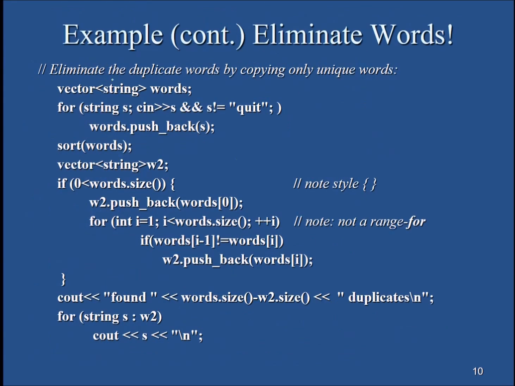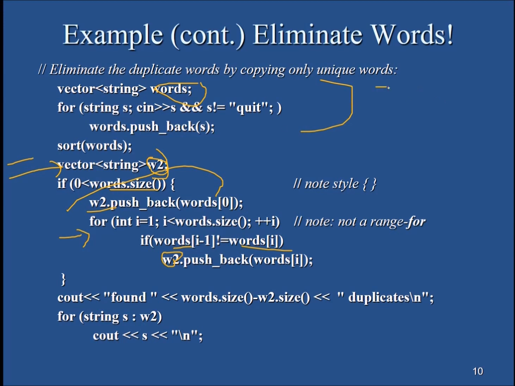Or rather, eliminating the duplicate words by copying only unique words. This can also be done. This you know. This also you know. But now we have introduced another vector which is called w2. So our first vector was words. The other vector was w2. So if 0 is less than words.size, we'll go from 0 up to the word size. And what we do, we push back the words into the vector we have just formed, that is w2. And with this for loop, again check the previous one against the next one. And if it is okay, then we place it in w2.